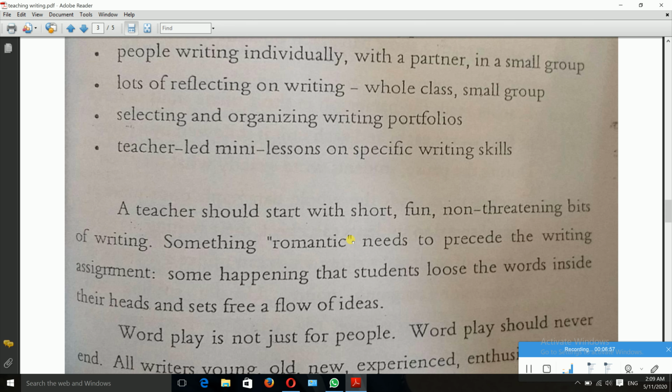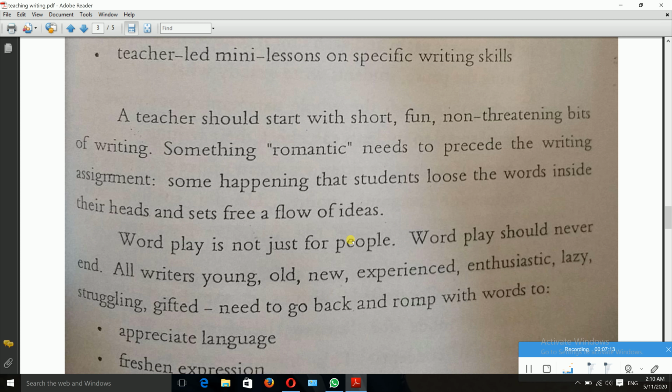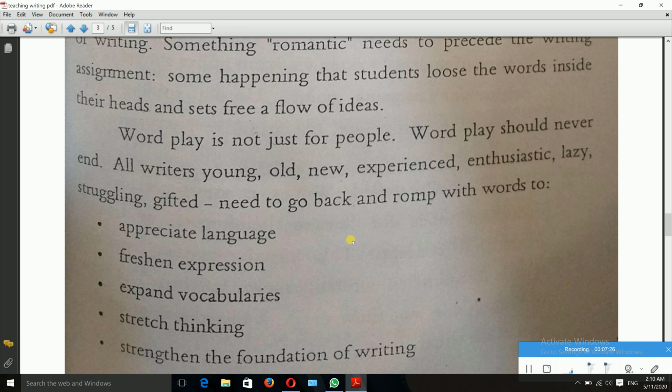A teacher should start with short, fun, non-threatening bits of writing. Something romantic needs to precede the writing assignment. Some happening that makes students lose the words inside their heads and sets free a flow of ideas. Wordplay is not just for people. Wordplay should never end. All writers, young, old, new, experienced, enthusiastic, lazy, struggling, gifted, need to go back and run with words to appreciate language.